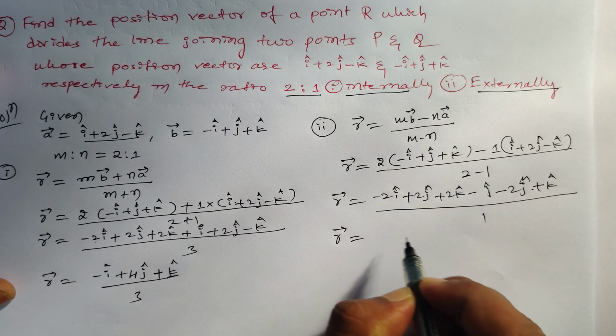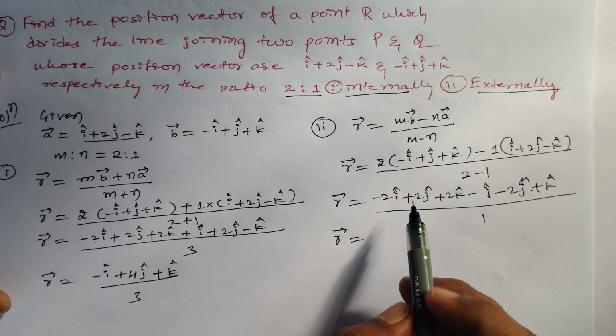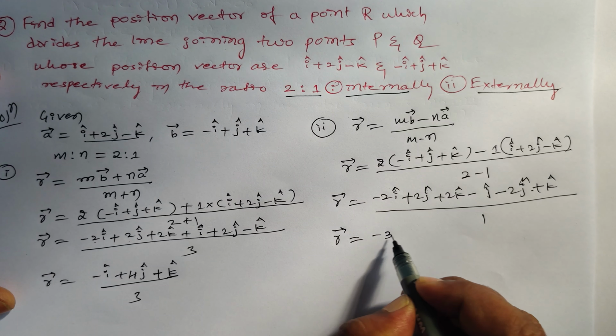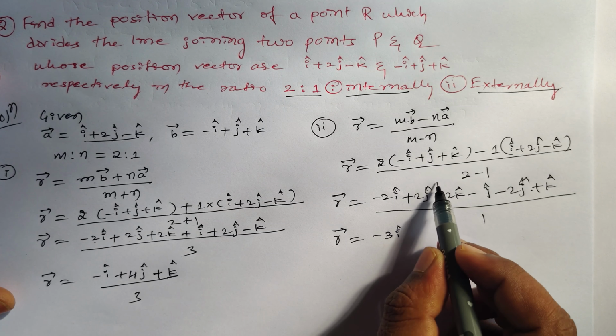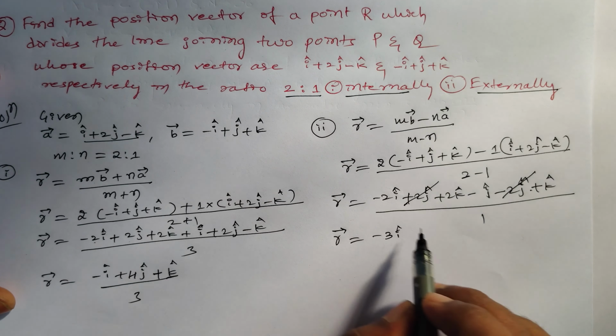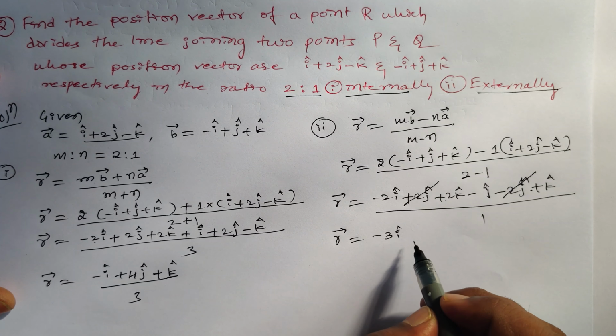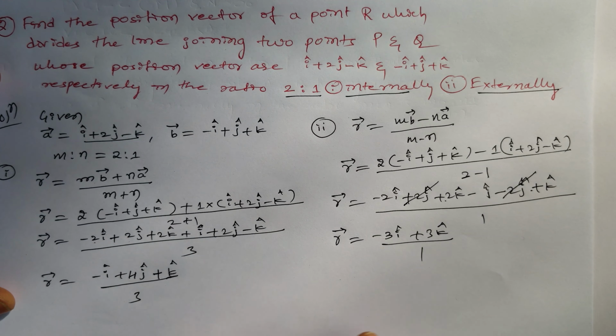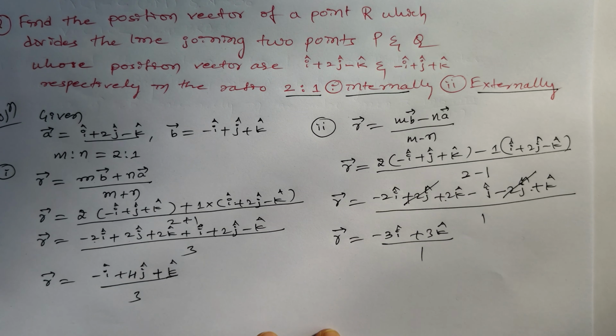Then r vector equals, minus 2i minus i becomes minus 3i. Here plus 2j minus 2j gets cancelled, plus 2k plus k becomes what? 3k, divided by 1, right? So this is external.